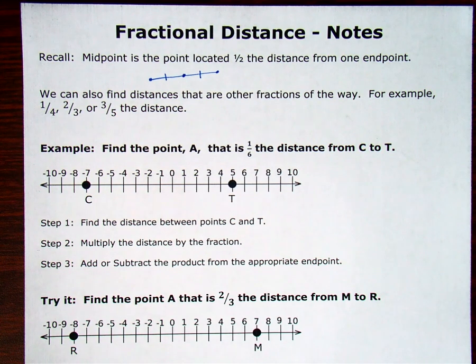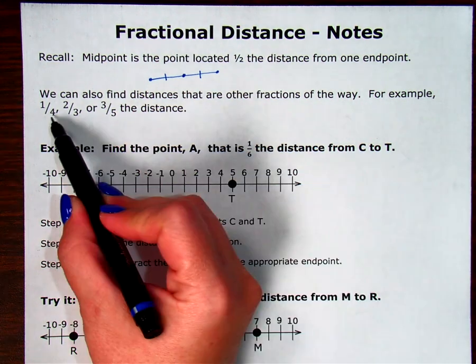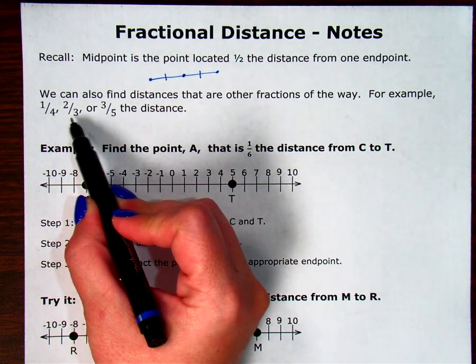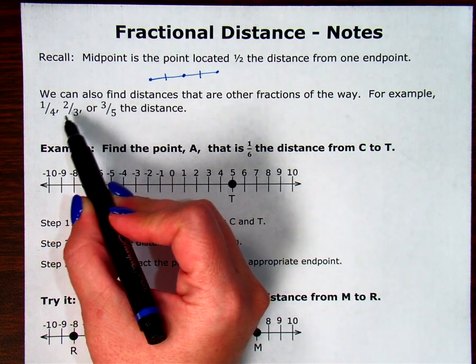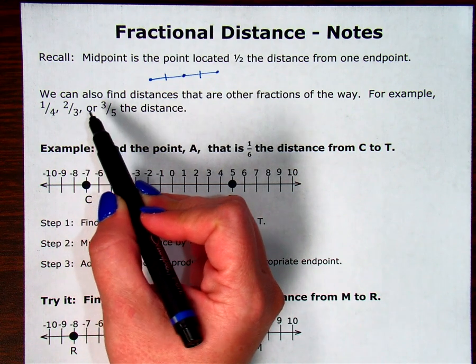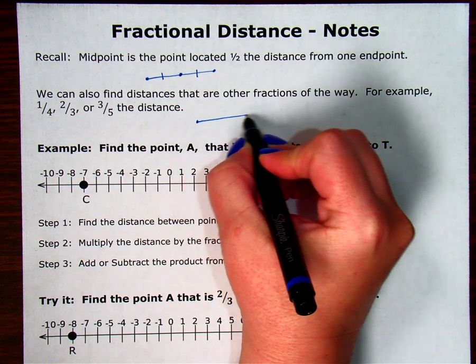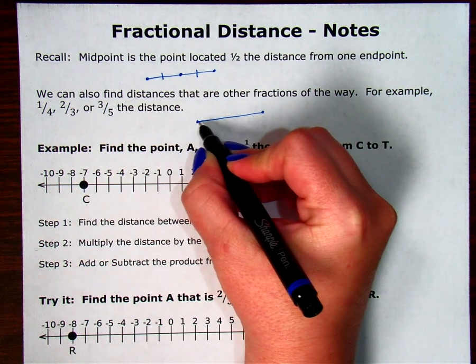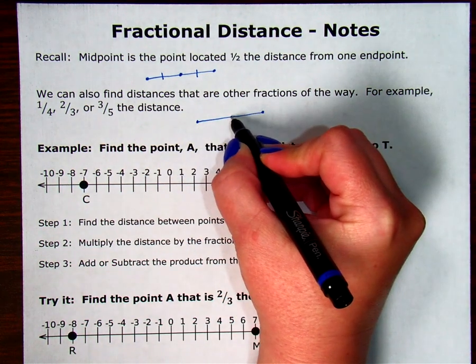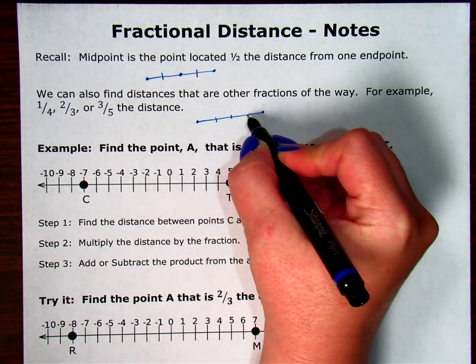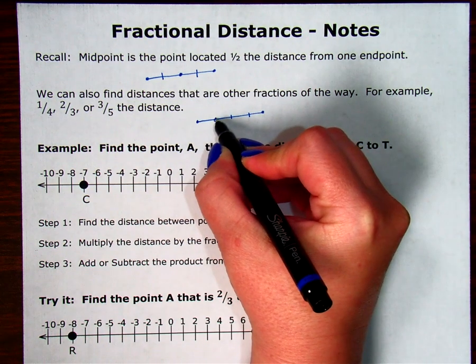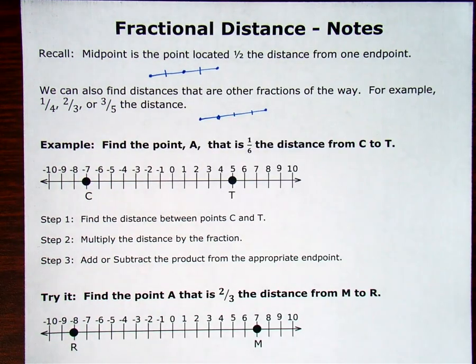Today, we're going to look at different fractional distances. So instead of halfway exactly in the middle, we might just want to go 1/4 of the way, or 2/3, or 3/5, or some fraction other than 1/2 from one end to the other. So for example, if I wanted to be 1/4 from the left point towards the right point, I'd have to divide this into 4 equal pieces, and then 1/4 of the way. Okay? So that's what we're going to do today.